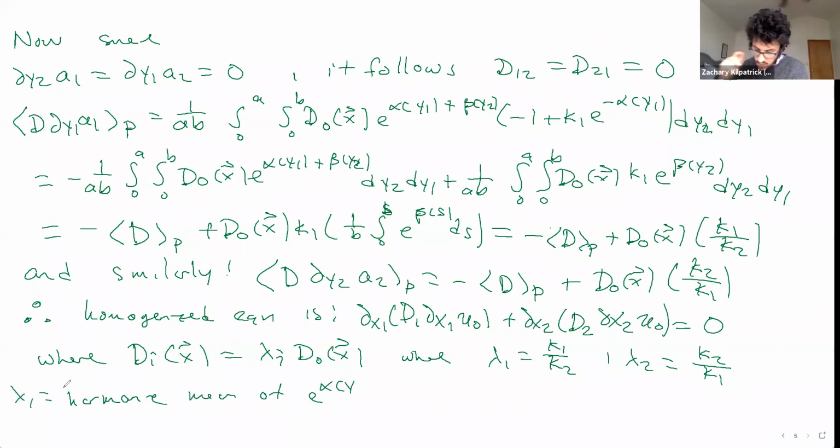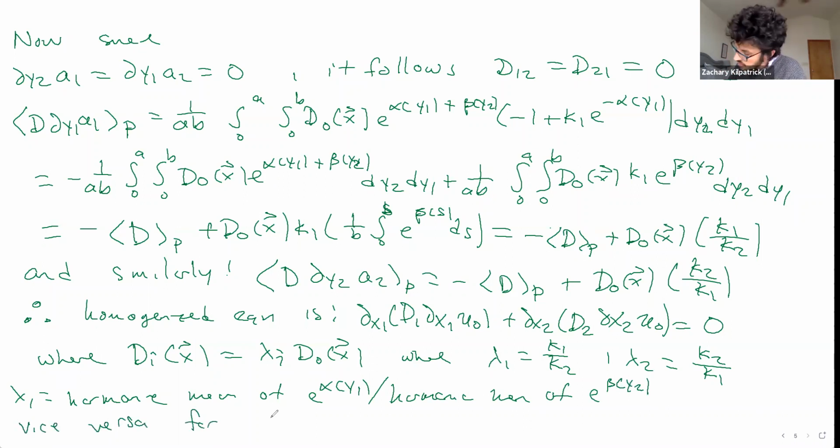Lambda 1 is equal to the harmonic mean of e to the alpha of y1 divided by the harmonic mean of e to the beta y2, and vice versa for lambda 2. Okay, so this should be a little bit reminiscent of what we saw in the 1D case, right? If you just take a standard mean of your diffusion coefficient, that's not going to give you an accurate approximation.